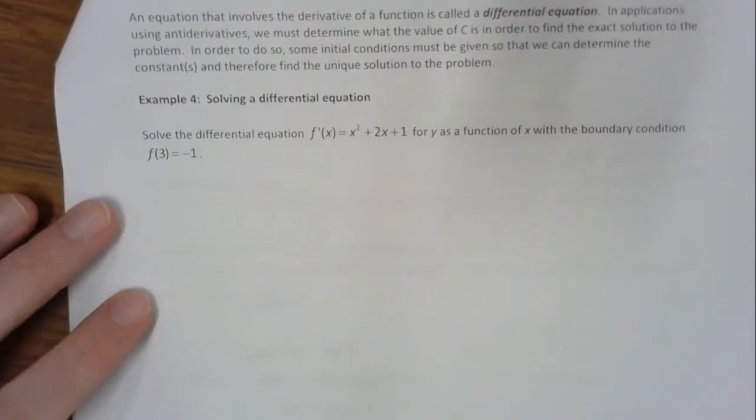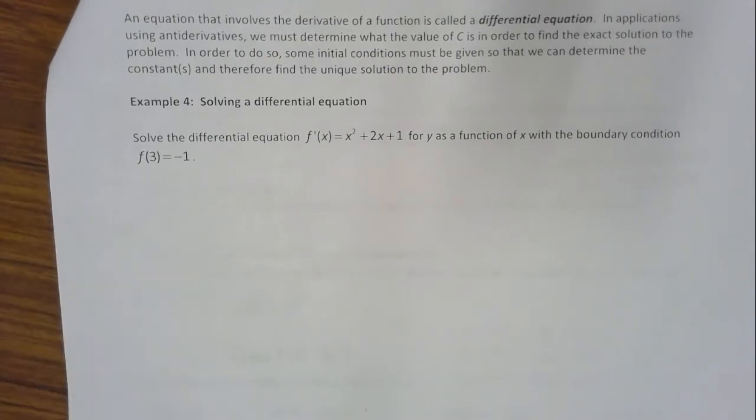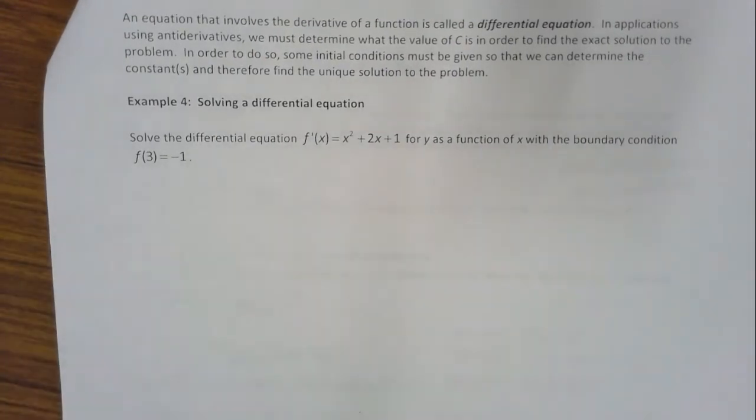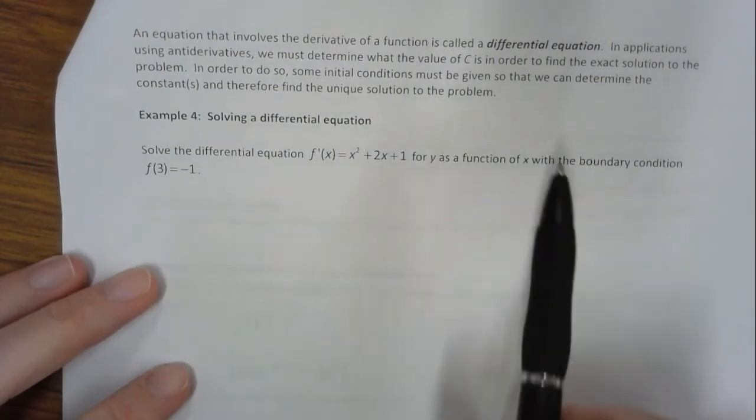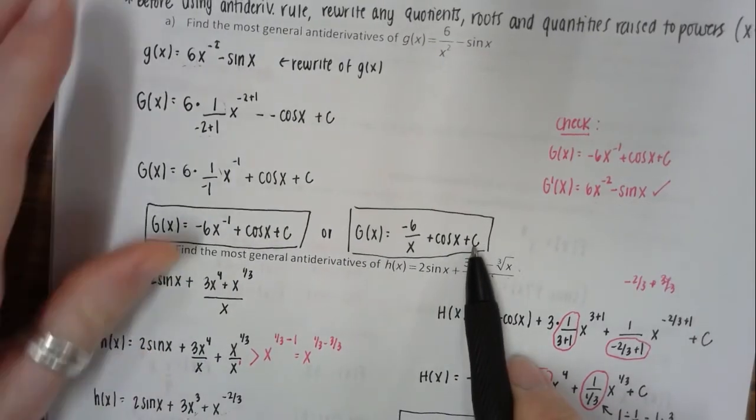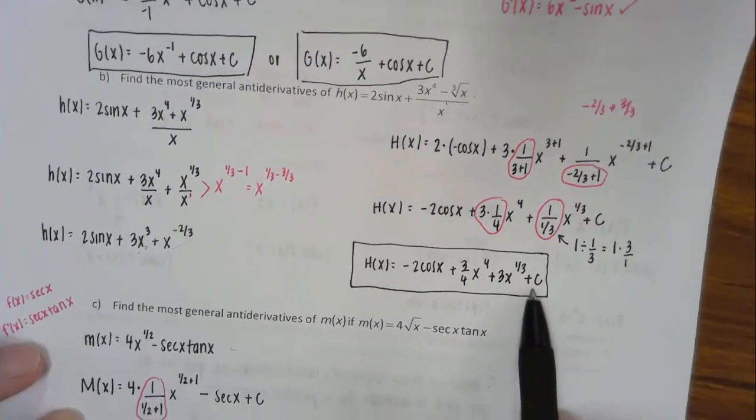All right, just one more example. And this is something called a differential equation. And that's an equation that involves the derivative of a function. So we've been talking about adding on this plus c at the end of our general antiderivatives.